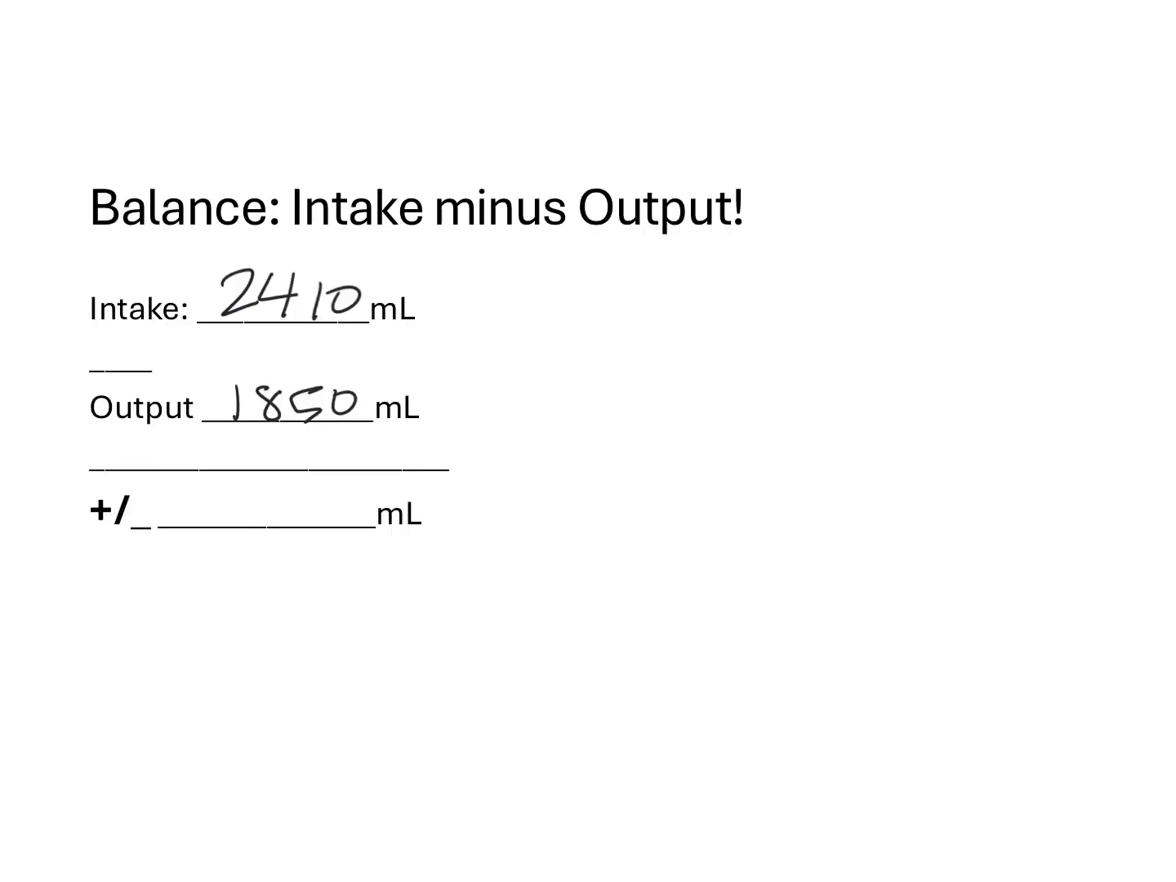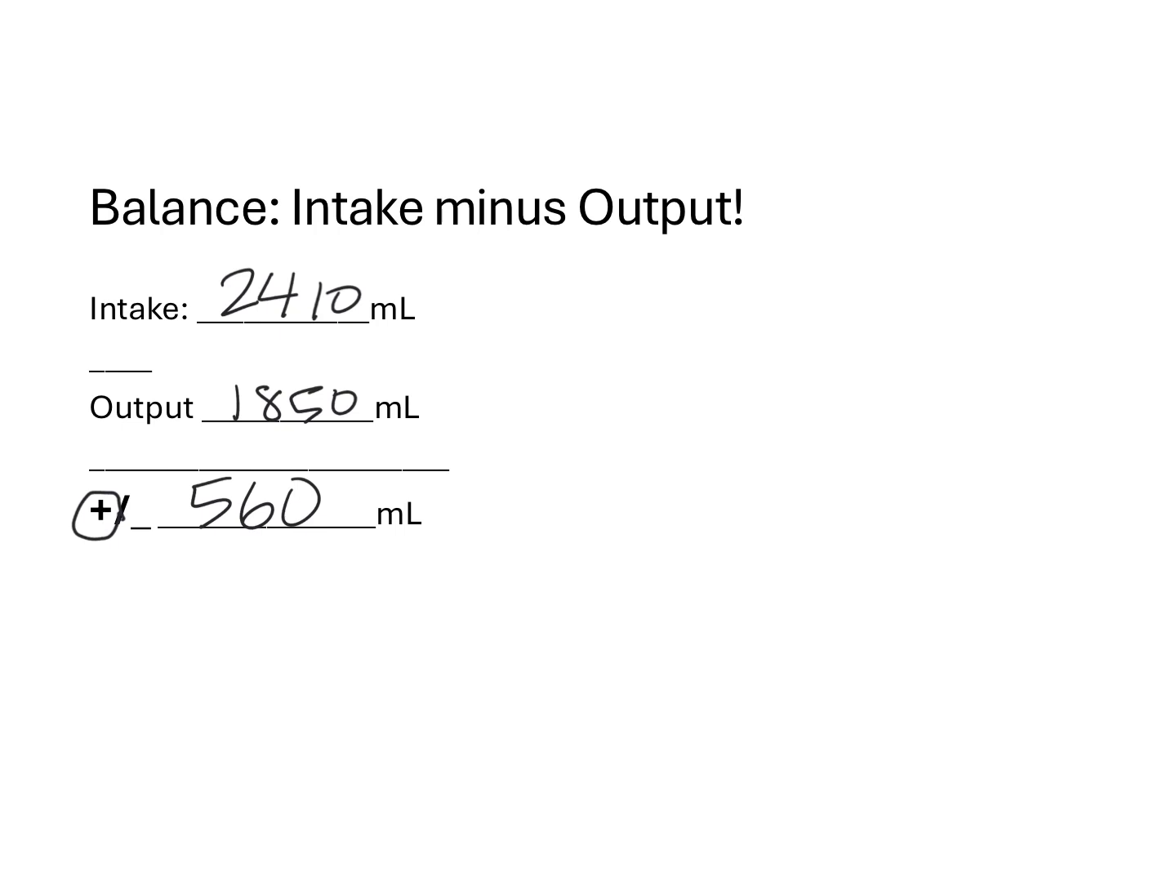Now I am going to subtract our output from our intake. So we had 2,410 in and 1,850 out. And so we know we are going to be positive fluid balance, which makes sense because our patient was dehydrated. And our difference is, hopefully you're calculating along with me, 560 milliliters positive. So hopefully that helps.